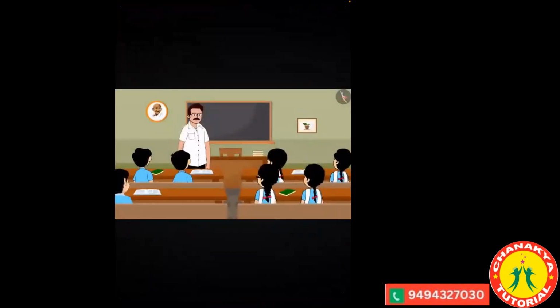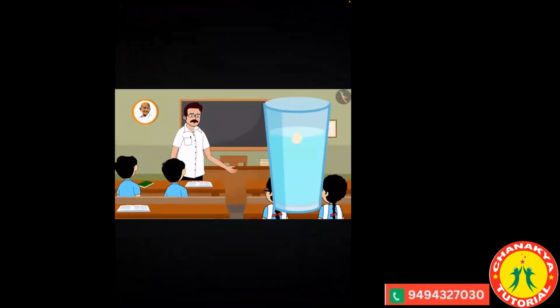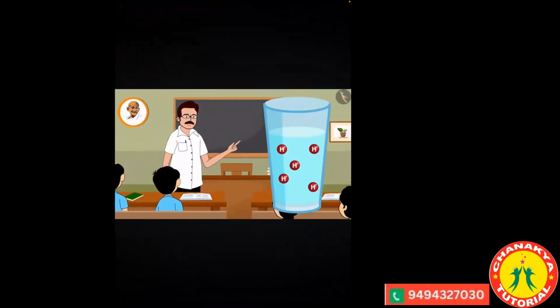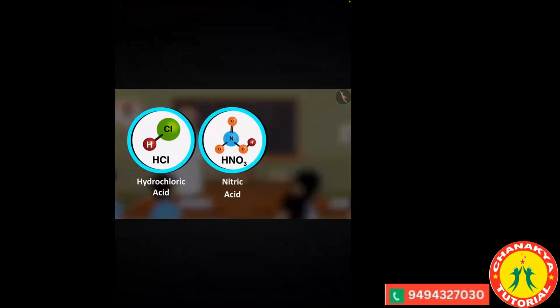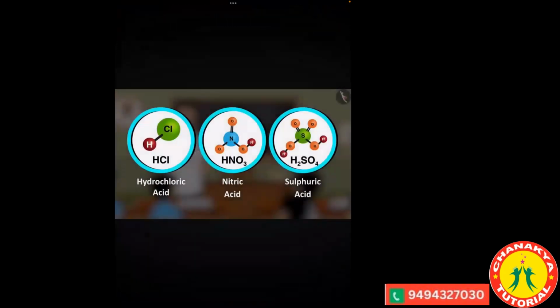Sir, can you please explain in detail? When an acid dissolves in water, it releases hydrogen ions. Acids have hydrogen in them, like HCl, hydrochloric acid, HNO3, nitric acid, and H2SO4, sulfuric acid. These compounds have a positive ion and a negative ion. In HCl, hydrogen is the positive ion and chloride is the negative ion. In HNO3, H is the positive ion and NO3 is the negative ion. In H2SO4, H2 is the positive ion and SO4 is the negative ion.